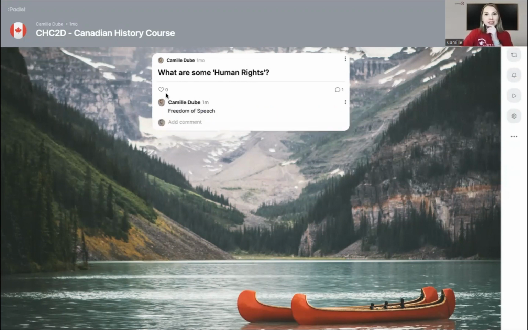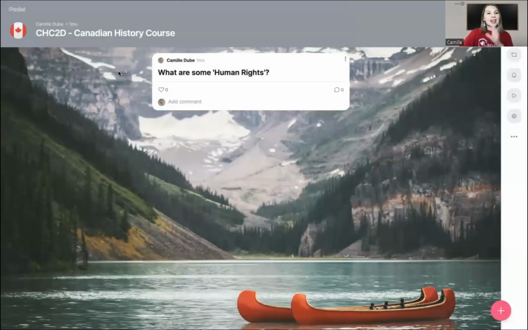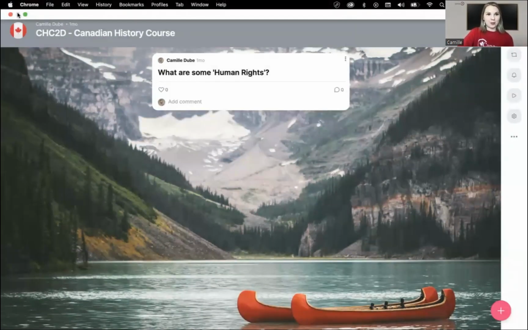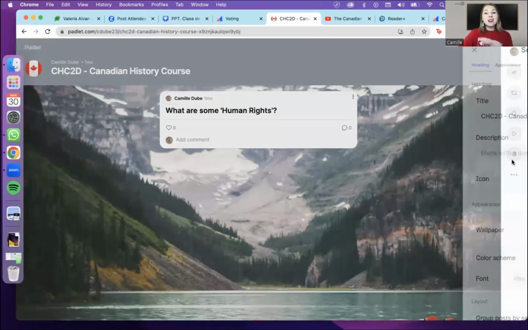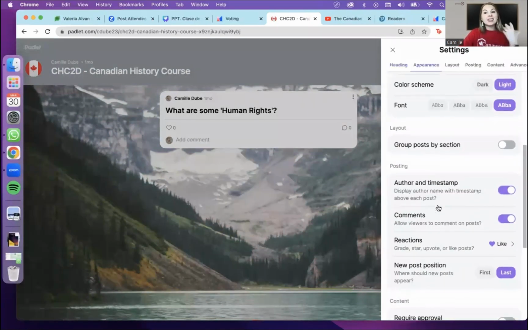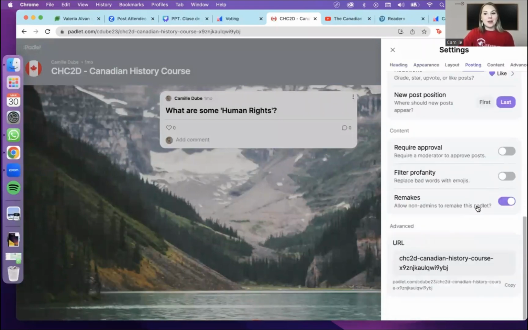So you can add a comment telling me what you believe is a basic human right that all humans in the world have the right to. So take a second and think about it. And again, this is not specific to Canada. This is any country. And I'm just going to make sure that it will allow all the posts.